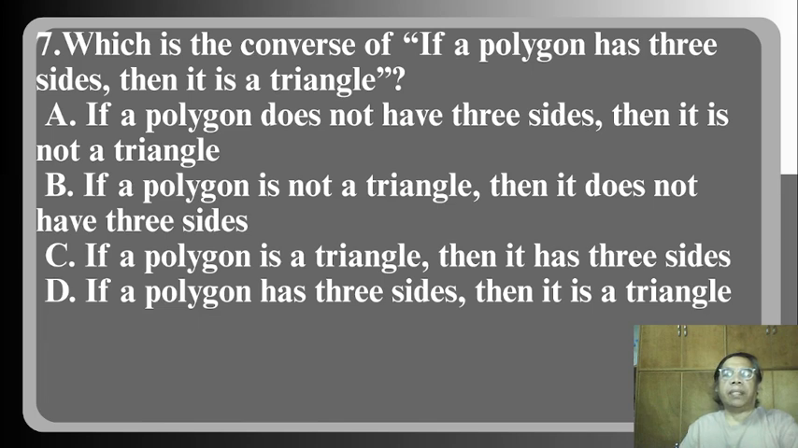Number 7. Which is the converse of "If a polygon has 3 sides, then it is a triangle"? Letter A. If a polygon does not have 3 sides, then it is not a triangle. Letter B. If a polygon is not a triangle, then it does not have 3 sides.